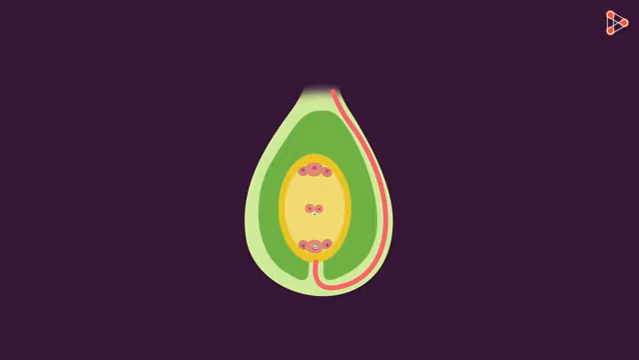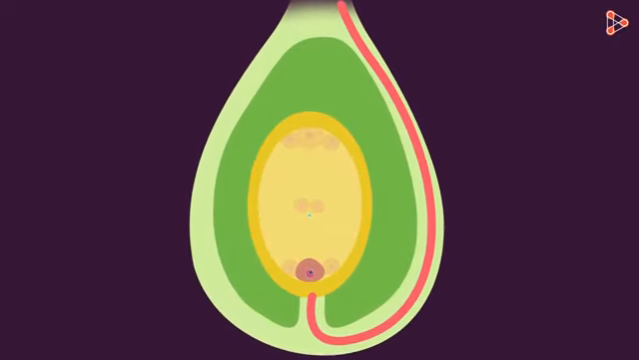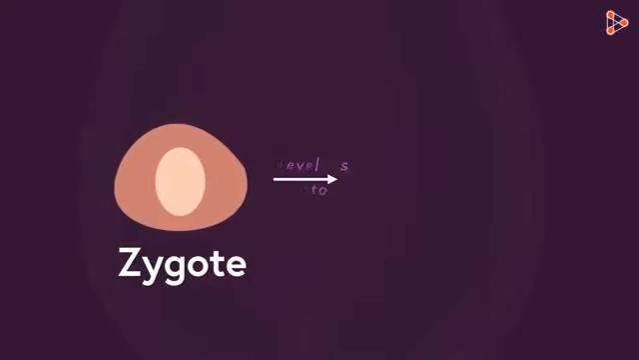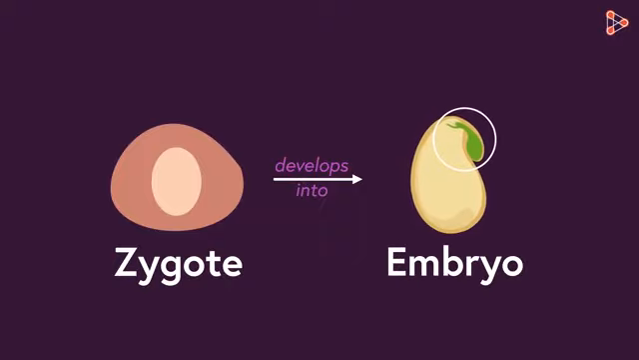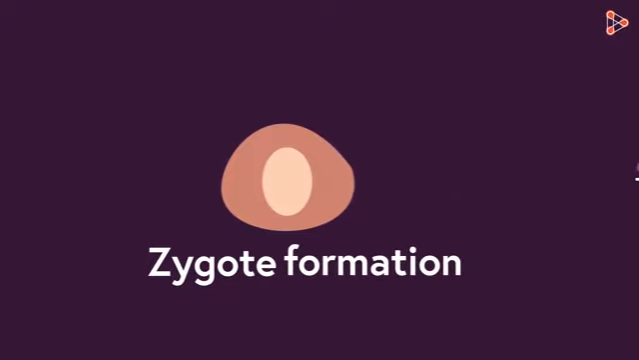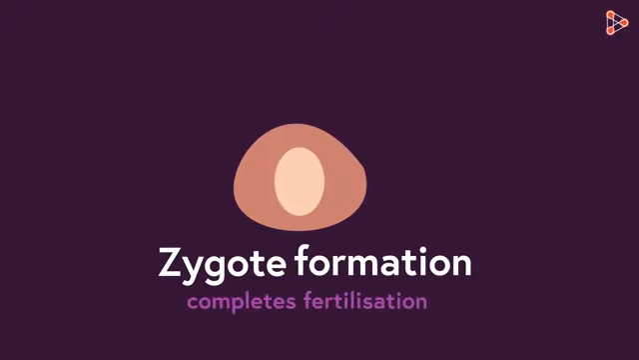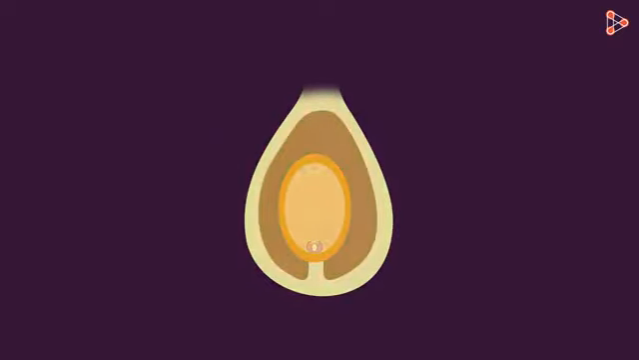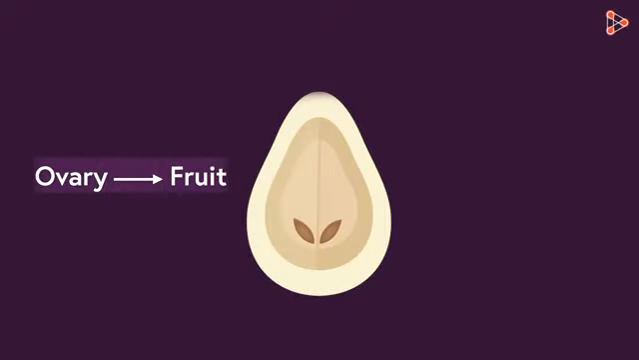Now, once the gamete reaches the ovary, the two fuse, giving rise to the formation of a single cell. This is the zygote, and the zygote will further develop into an embryo. Zygote formation in plants marks the completion of fertilization. What happens next? What will happen once fertilization is successfully accomplished? After fertilization, the ovary develops into a fruit and ovules develop into seeds.